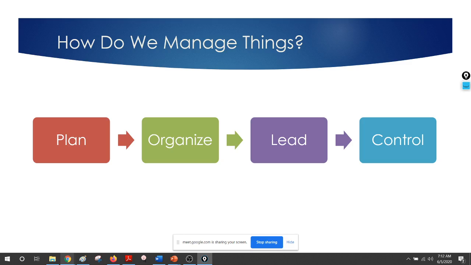So they plan things before doing something. Then they organize the resources, collect the required resources, and distribute them properly. Then they take the initiative. They don't wait until someone asks them to do it. They take the initiative. That is all about leadership.